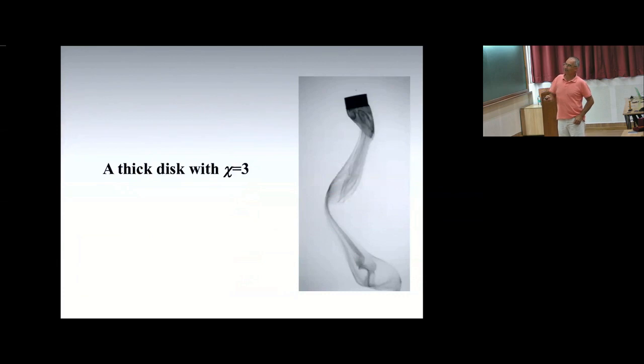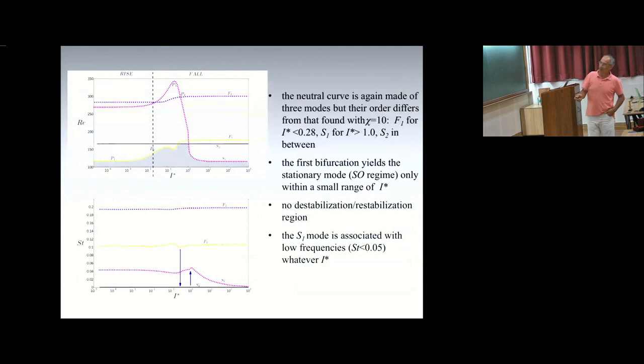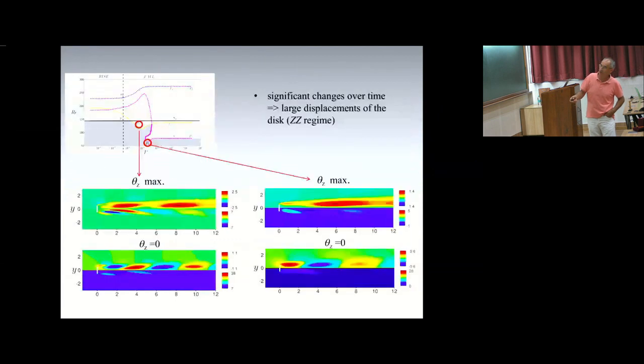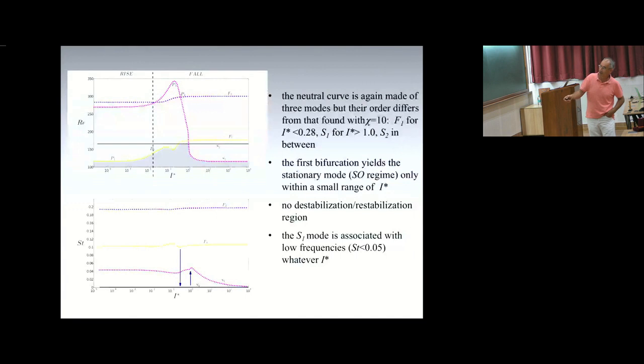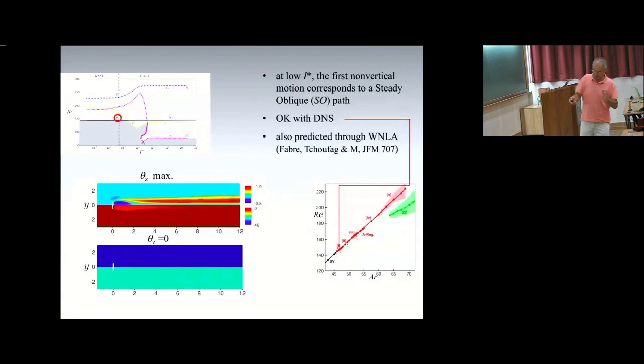Okay, let me finish with the thickest disk, the one with an aspect ratio of 3. So here is, again, the neutral curve we get. Here, again, there are 3 modes, because there is an intermediate range here in which the most unstable one is a stationary mode. But remember that with k equal 10, the stationary mode was the one that was most unstable for very low inertia, whereas here it is the one which is most unstable for intermediate inertia. So again, we have 3 modes, but you see that they don't appear in the same order at all.